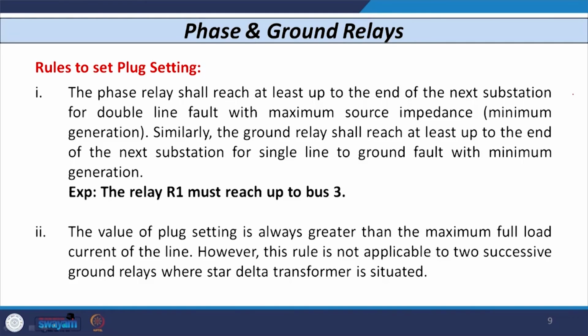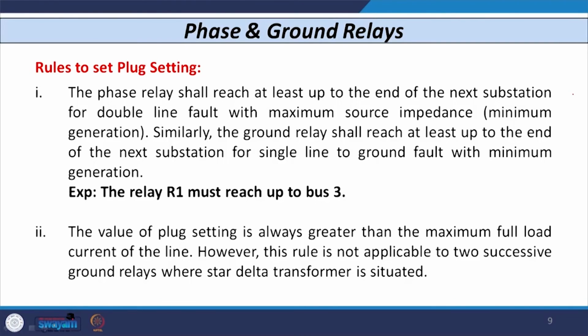The next rule is that the value of plug setting is always greater than the maximum full load current. So, whenever we decide the plug setting of any IDMT relay, we have to decide based on the full load current that can be carried by the feeder. If any additional percentage overload is mentioned, then that also we need to consider while deciding the plug setting of the relays.